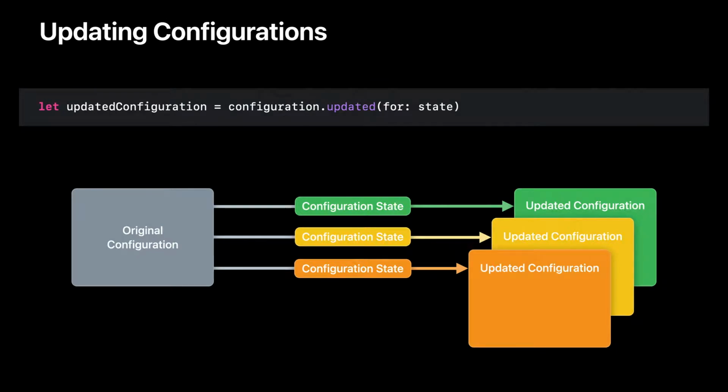One of the most important things you can do with configuration state is use it to update configurations for new states. You can ask any background or content configuration to return an updated version of itself for a different configuration state. This will return a new copy of the configuration with its properties updated to reflect the new state. For example, a background configuration might change its background color, and a content configuration might change the image tint color and text color. When you ask for an updated configuration, the original configuration doesn't change.